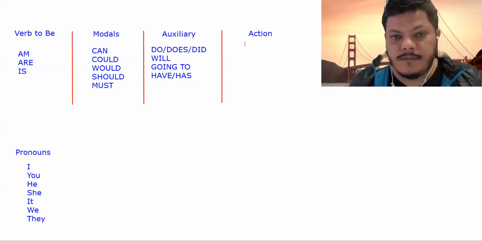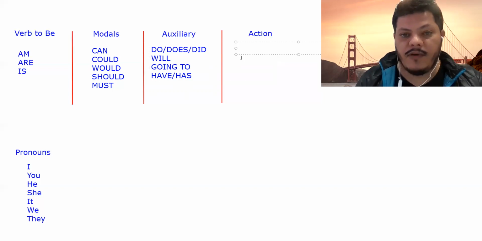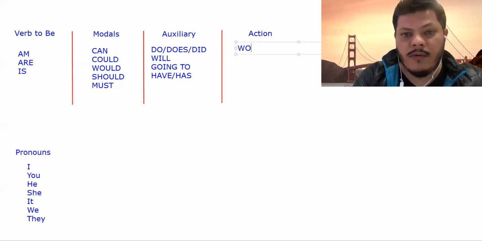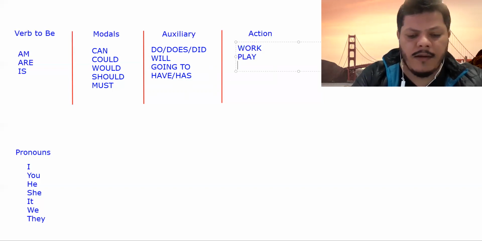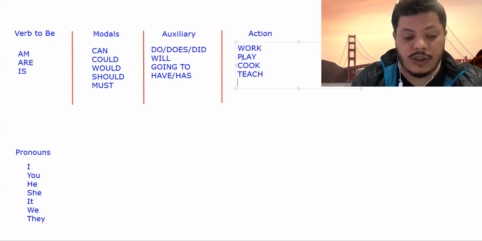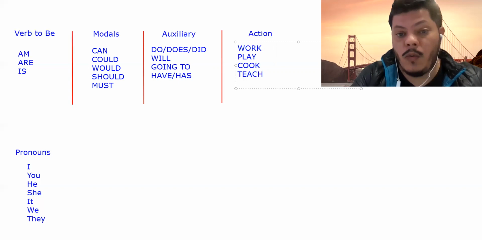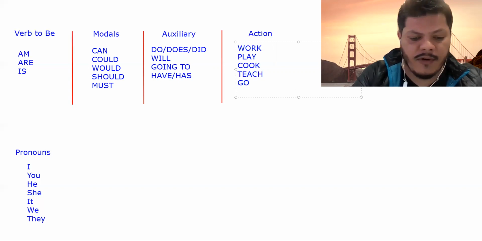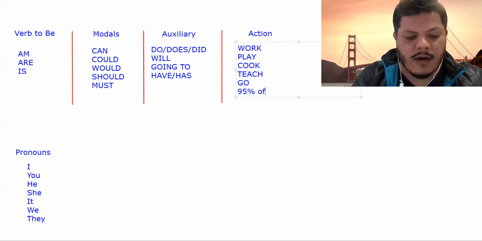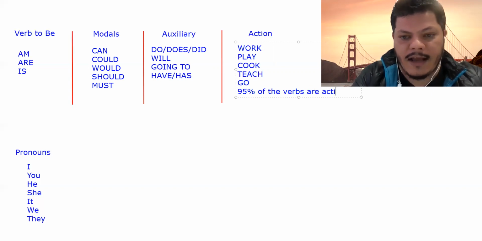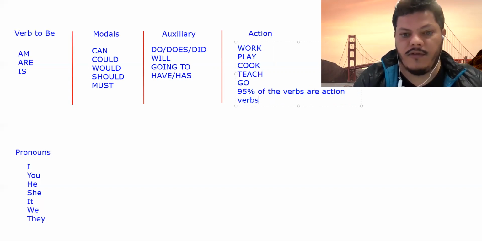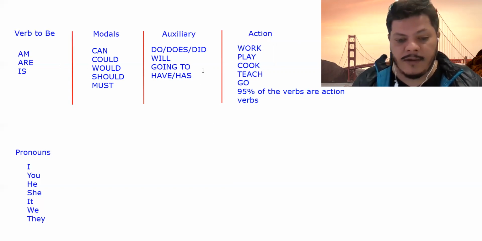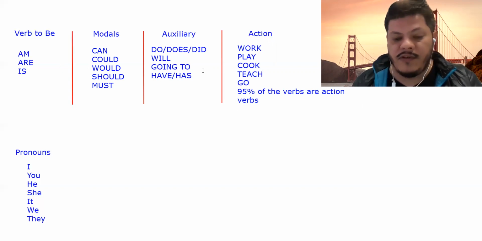And last but not least, we have action verbs. Action verbs are verbs that represent action, as the name goes. So, for example, work, play, cook, teach, go, right? What else? 90%, 95% of the verbs, I'm going to write this, 95% of the verbs are action verbs, right? As you can see here. So I'm going to talk to you about these different verbs and how they behave in terms of sentence construction.